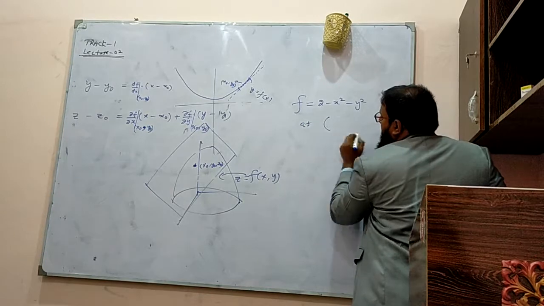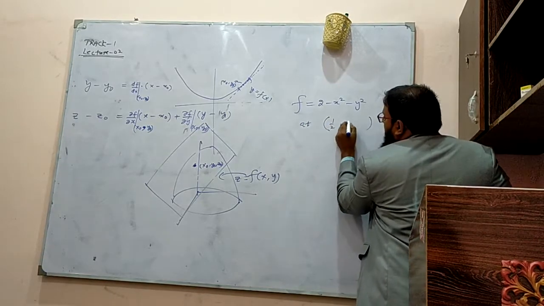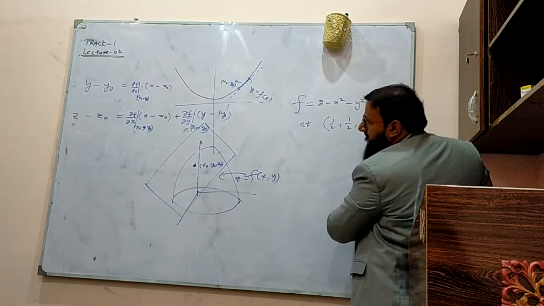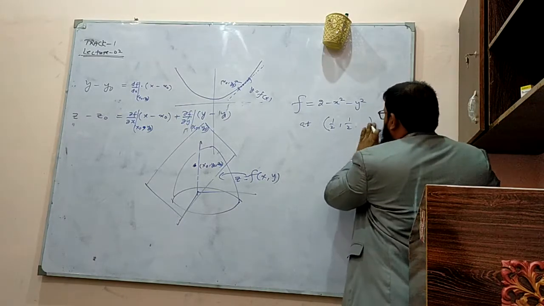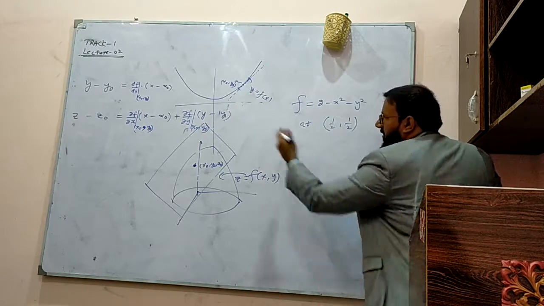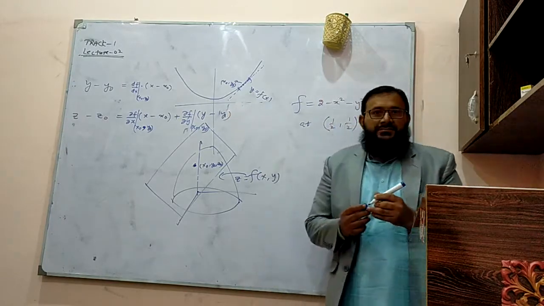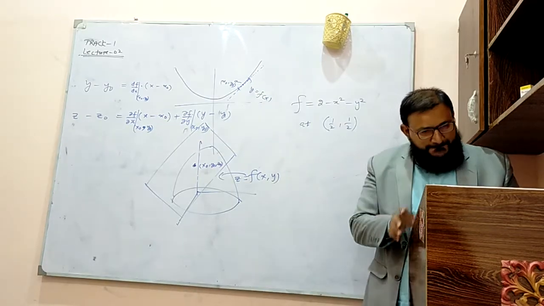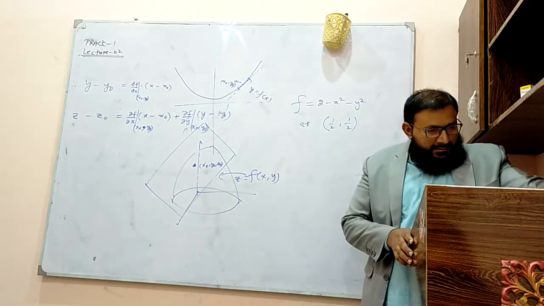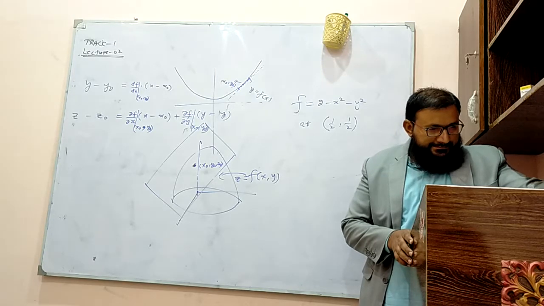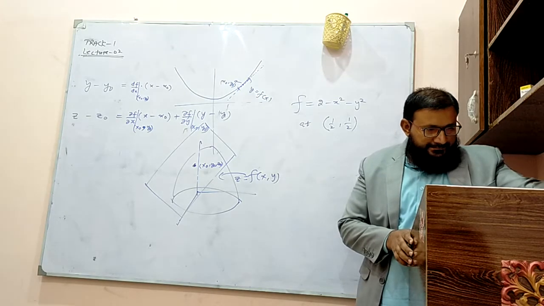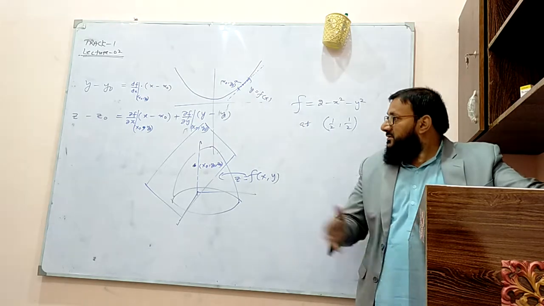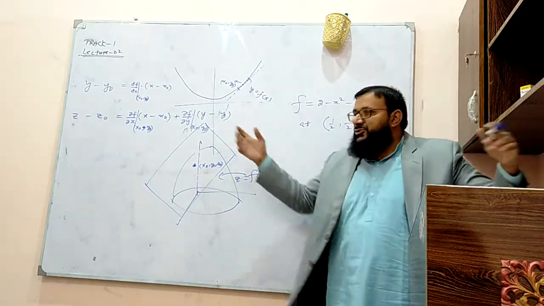The point I am taking is 1/2, and since I only need this thing, yes. So how do you get that thing? Is it easy? Yes. So just put the values in this one.